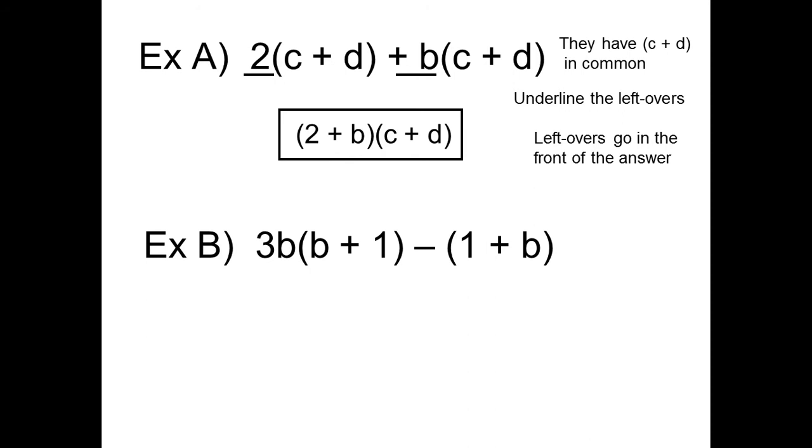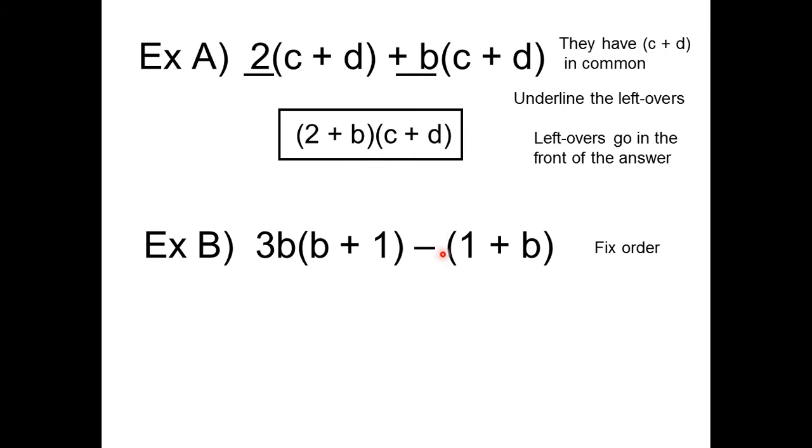Our next problem is very similar. I've got parentheses to start off with, but if you notice, they're not exactly the same. They don't have it in common yet. But if you notice, B plus 1, that is awfully similar to 1 plus B. So that means if I'm able to maybe fix the order, I think I would be able to have it in common. But if you notice at the same time, something is missing here, you all know what it is.